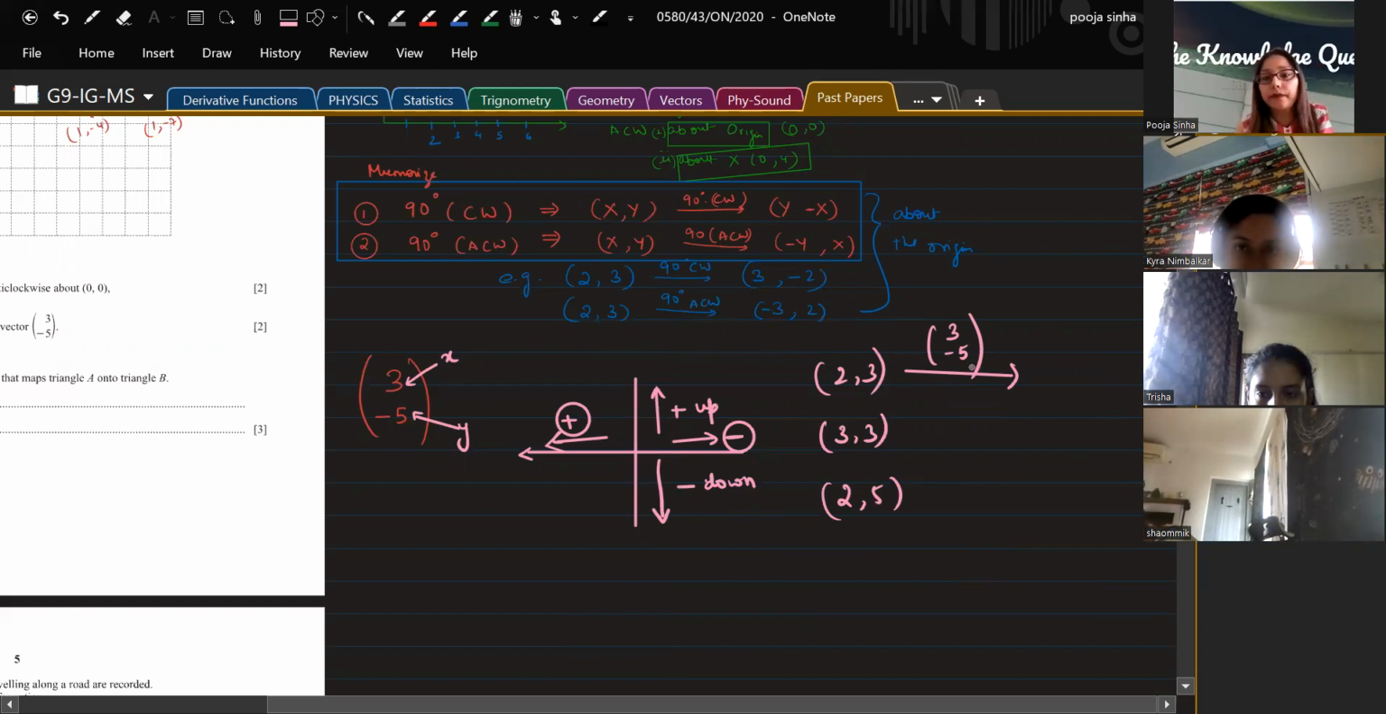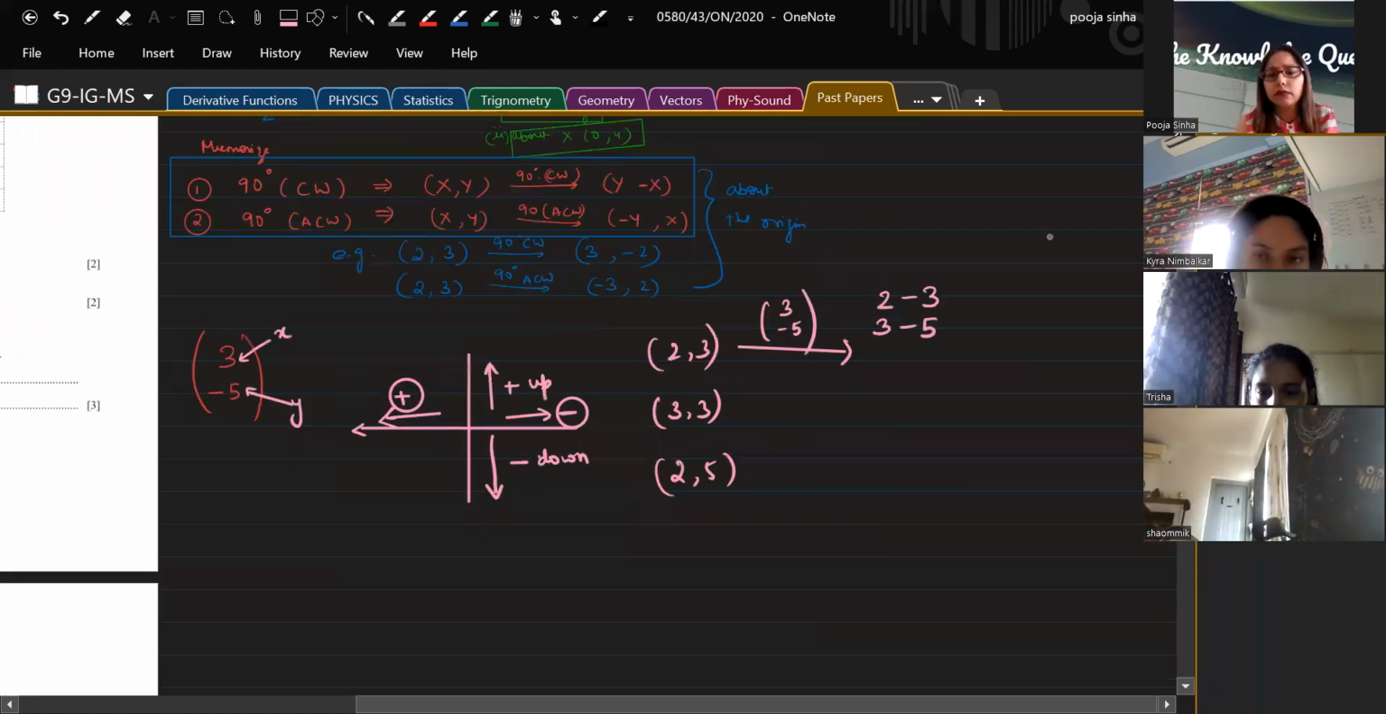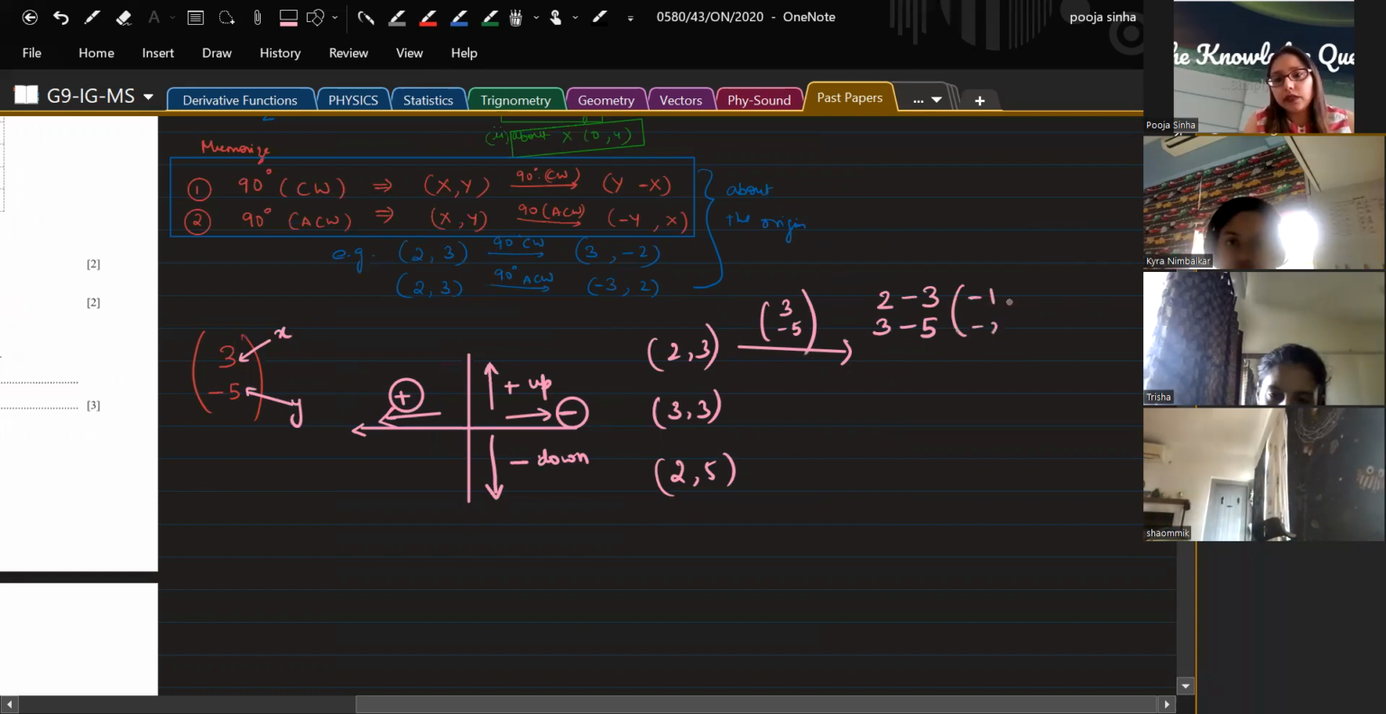What does -5 mean? 3. So in 2 we will subtract 3, and in 3 we will do -5. What is the answer? -1 and -2. This is -1 and -2. Okay. Now this one, second one, translation by 3, -5. Again the minus sign, right?